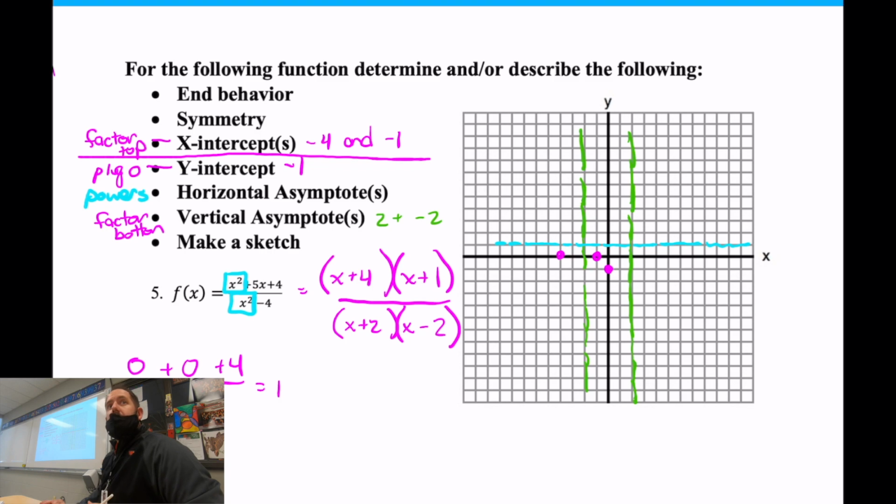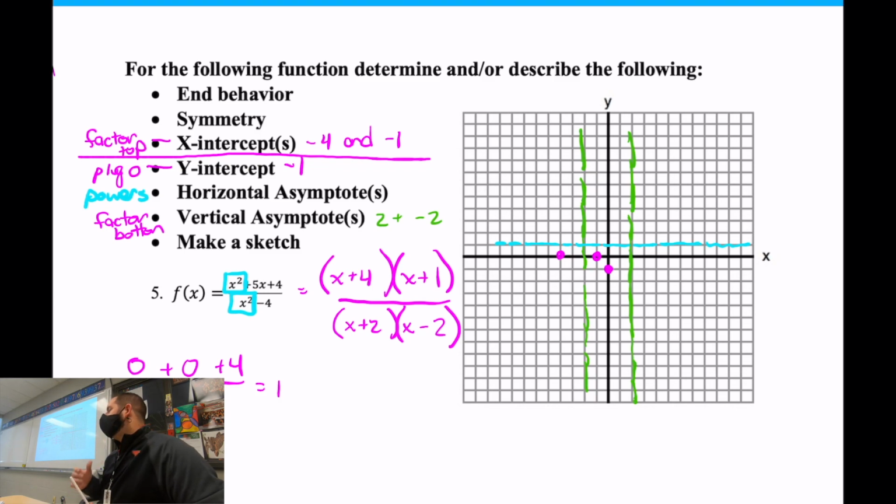If the top is bigger by 1, you have to do the slant, and I probably won't put one of those on there. So what if the top is bigger by a lot? Then you don't have a horizontal. If the top is bigger than the bottom, you don't have a horizontal.